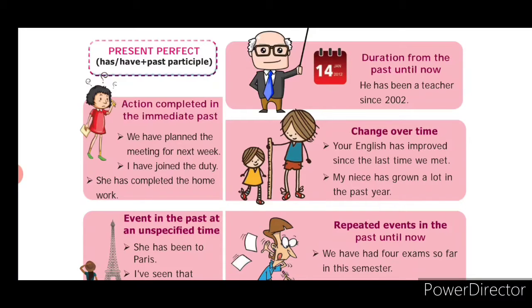Repeated events in the past until now: we have had 4 exams so far in this semester. Then action completed in the immediate past, that is, just before a certain time. We have planned the meeting for next week. I have joined the duty. She has completed the homework.